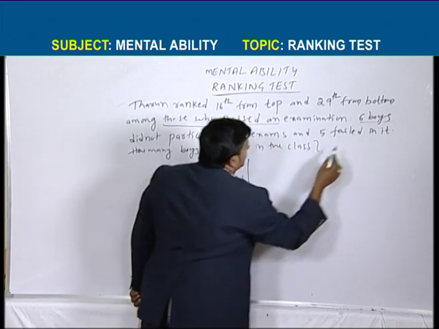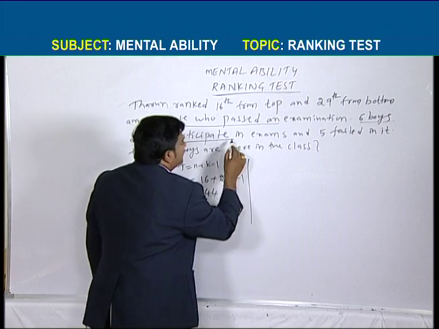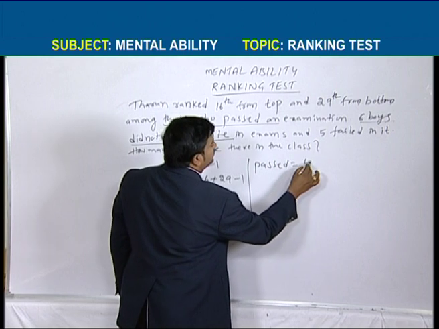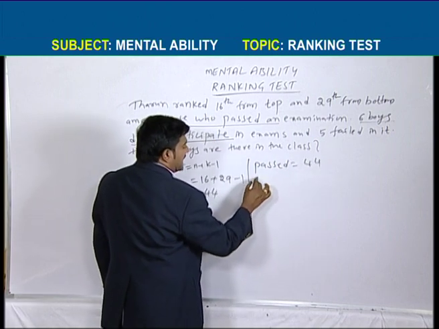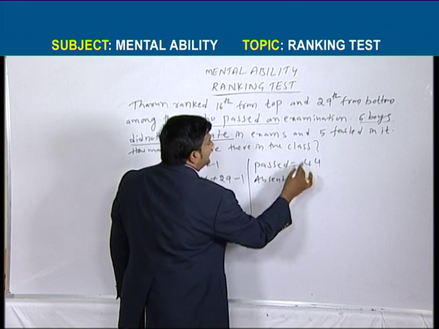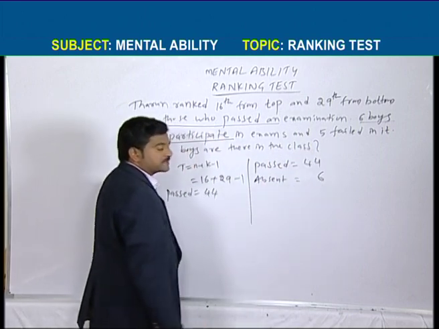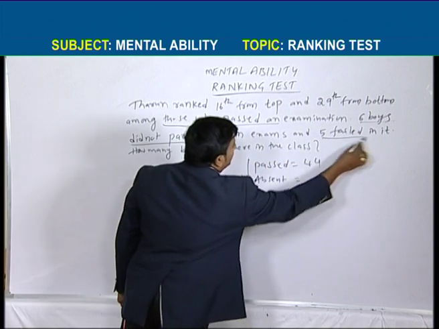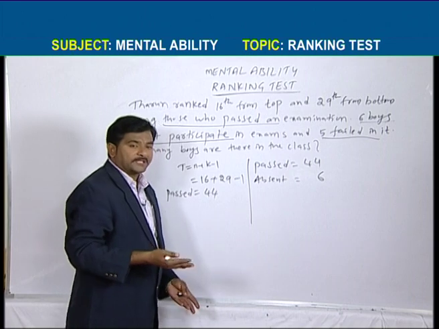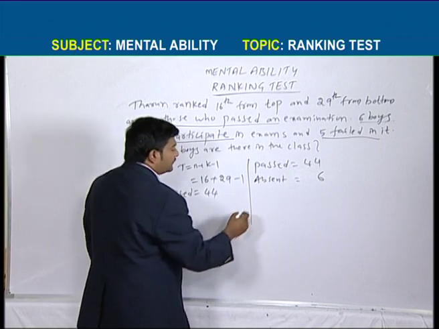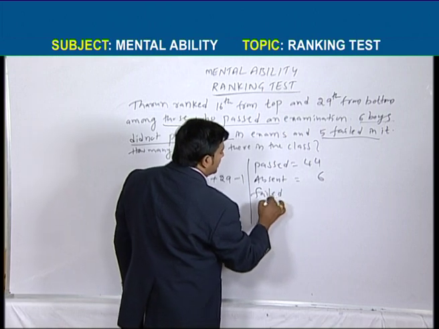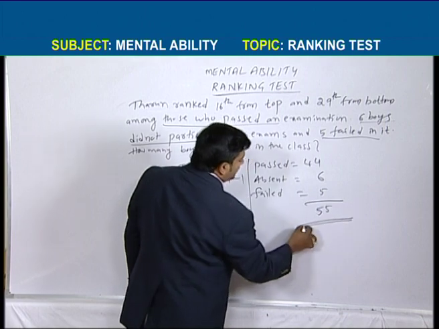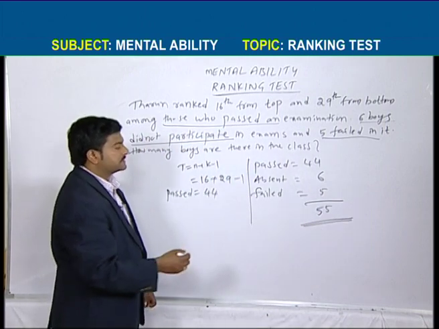6 boys did not participate. Observe here. Okay, total passed candidates are 44. Next, absent: they did not participate in the exam. How many boys did not participate? 6 boys. And what did he mention here? 5 failed in it. Of course, they took the examination but they failed in it. So how many failed candidates are there? Failed candidates are 5.